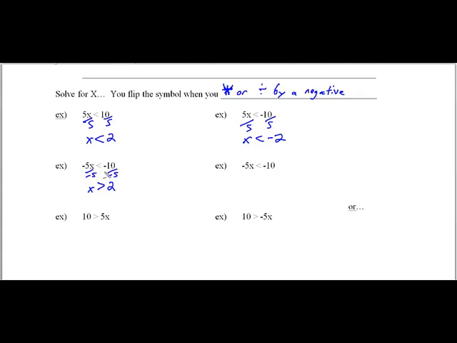So you look in the denominator at the number that you're dividing, and there's a typo on this here. This should actually be a positive 10. So if it's a positive 10 divided by a negative 5, you would flip the symbol. So x is going to be greater than negative 2. So you would flip the symbol if you're multiplying or dividing by a negative.